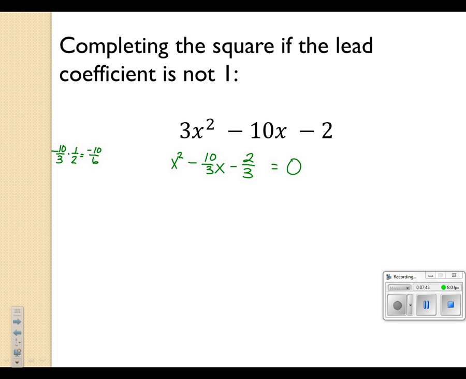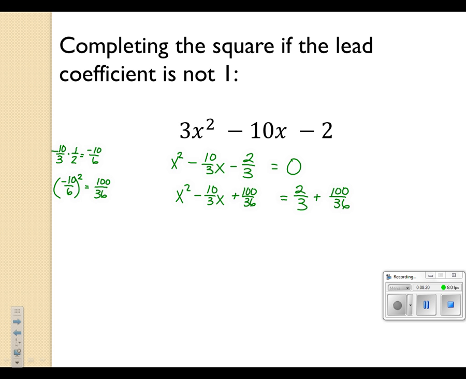The next thing to do after taking half of the x coefficient is to square it. So I take -10/6, then I square it, and I get 100 over 36. So over here, first thing, get rid of the 2/3 that was in that spot. So kick it over to the right-hand side, add 2/3 to both sides, and insert the 100/36 that we just calculated.